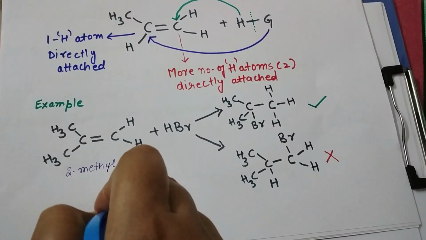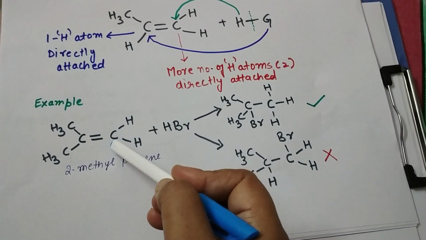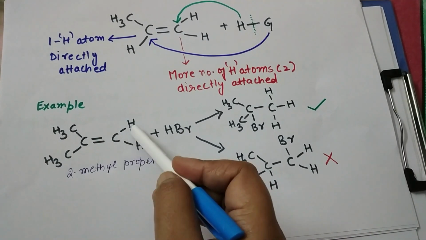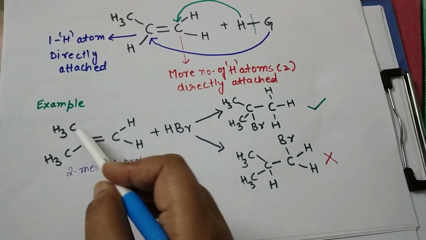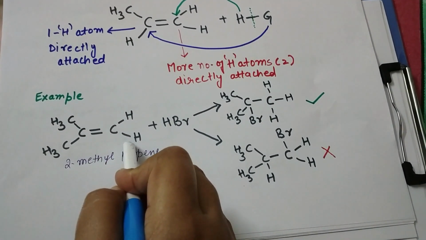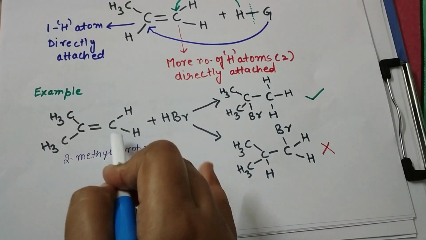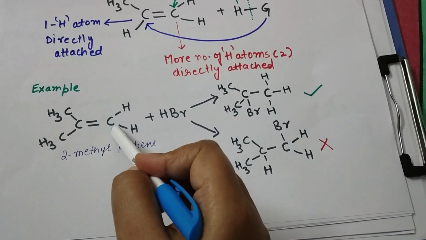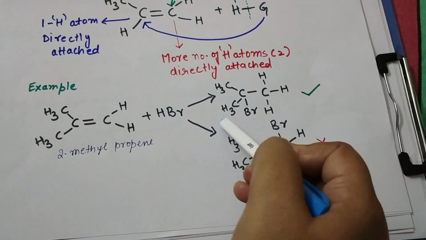So according to the Markovnikov rule, the positive part will move to the carbon having more number of hydrogen directly attached to it. Here you can see this carbon has two hydrogens directly attached to it, and this carbon has no directly attached hydrogen. Because of that, this carbon will have more hydrogen, due to which the hydrogen will move to this carbon according to the Markovnikov rule. So this product will form. Hydrogen will move on this carbon, so the bromine, or the bromide, will move to this carbon. So this will be the product.